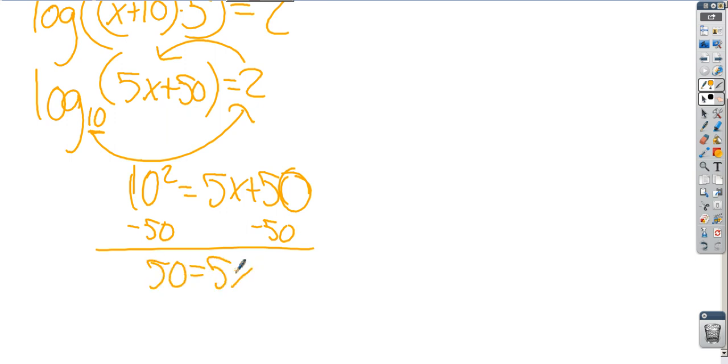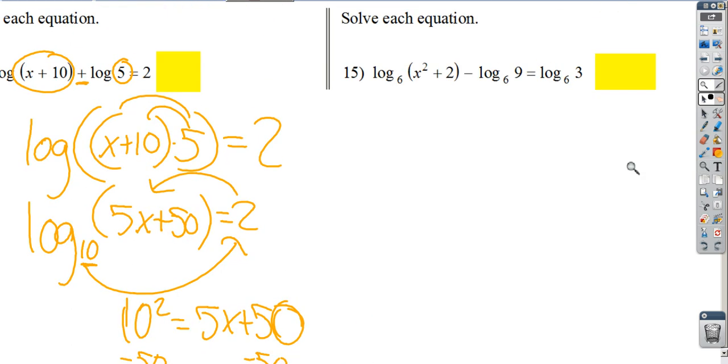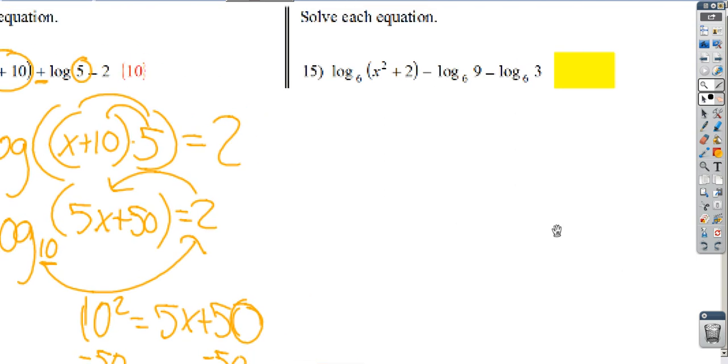That's equal to 5x. We'll divide by 5, and we will end up with x equal to 10 as our final answer right there. X equals 10. You can always check by plugging it back in, but it will work. Alright, this one right here, same thing.